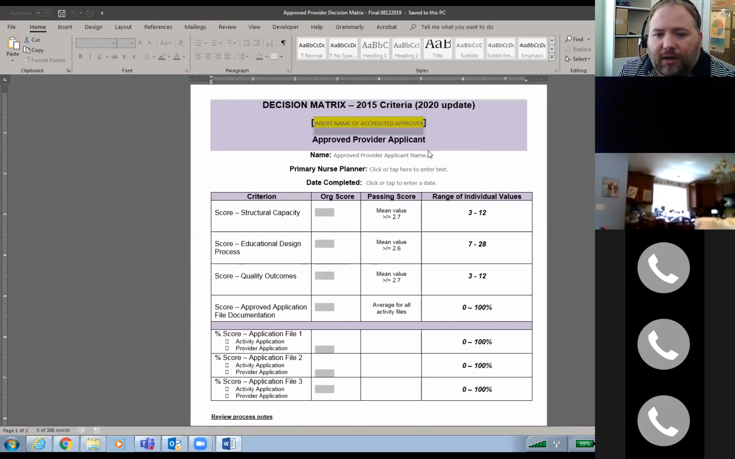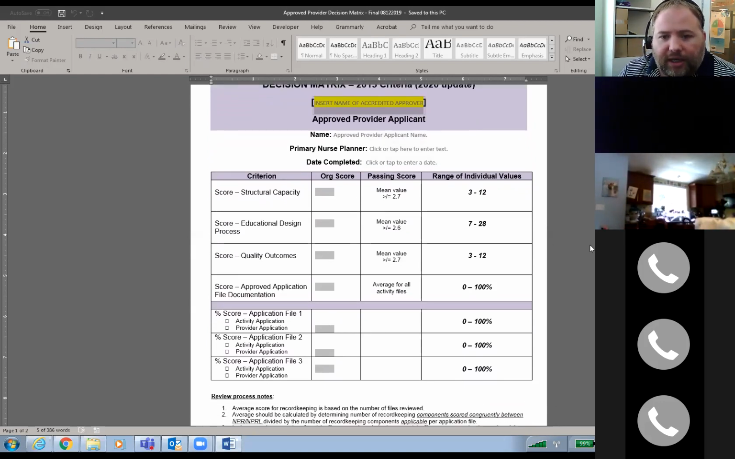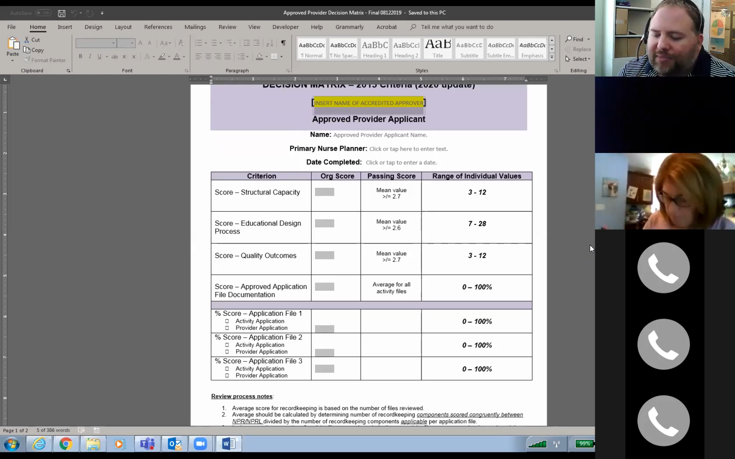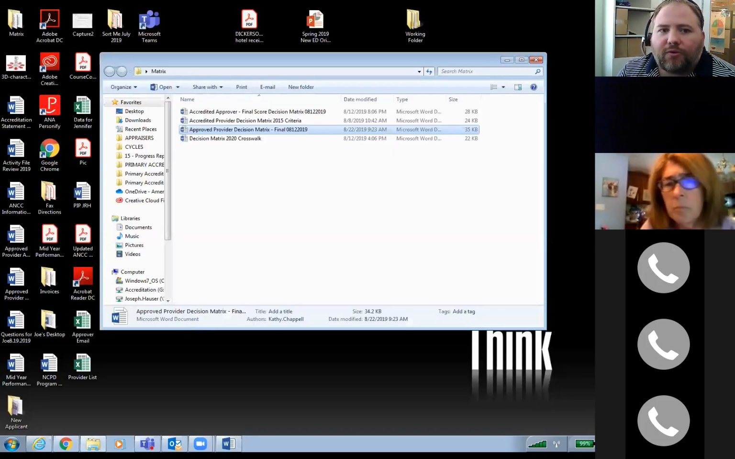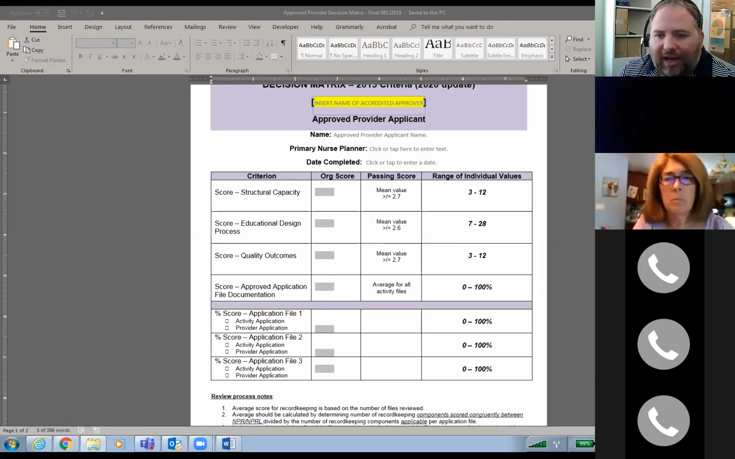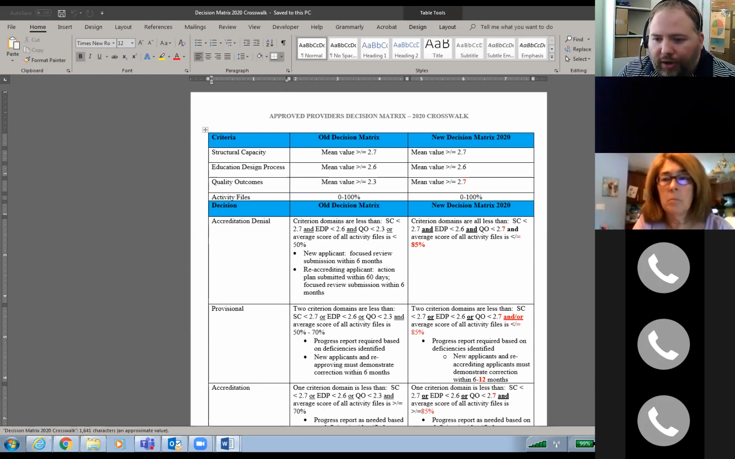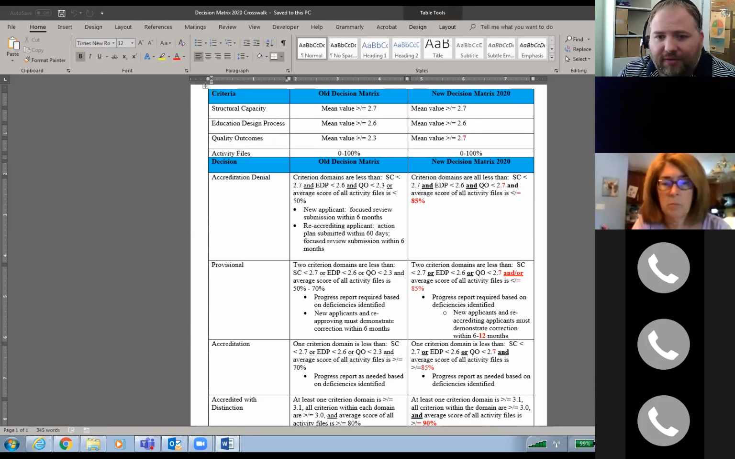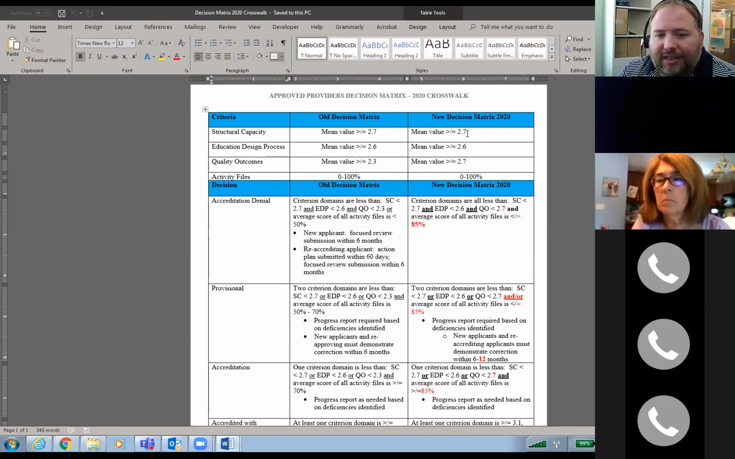So this is the decision matrix. You all received it. Did I send the decision matrix crosswalk? Can someone tell me? No. Okay. So there is a decision matrix crosswalk that I will send after this call, and I'm going to go ahead and send the recording of this call to everyone. I sent this this morning, just so you have it as a reference. So here's the crosswalk. Structural capacity remains the same. Education design remains the same. Quality outcomes is increased to 2.7.